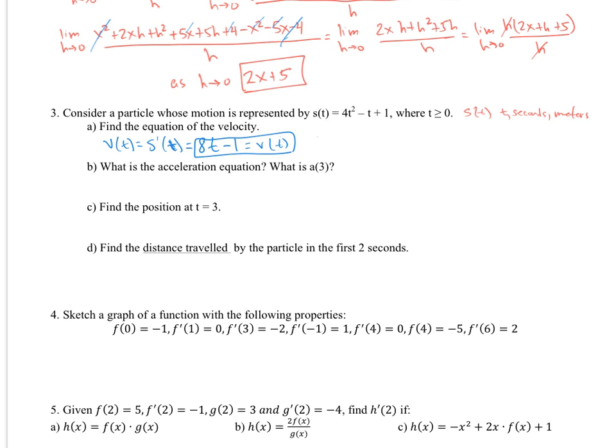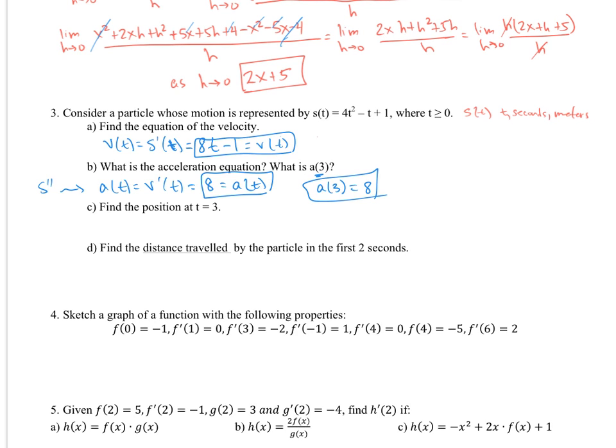Okay, now for the acceleration. Well, the acceleration at t is just the derivative of the velocity. We can also say it's the second derivative of the position. So in this case, we end up with simply 8, which is our a of t. Now, we want to know a of 3. Well, a of t is going to end up being a constant for this problem. So a of 3 is just going to be 8.